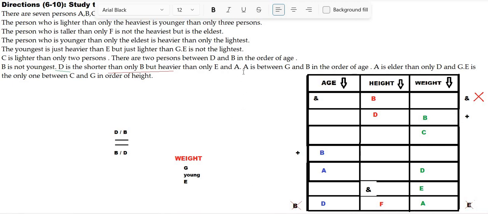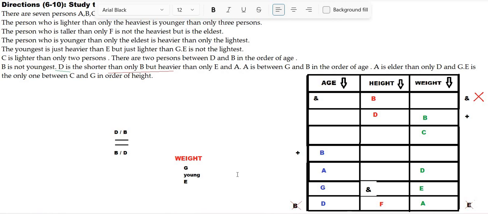Right? And one more thing we just discussed. See this point. A is between G and B in the order of age. So A is here, and B is there already, so I have to write G now. This is the place for G. Got it? Next. A is elder than only D and G. That's over. And E is the only one between C and G in the order of height.